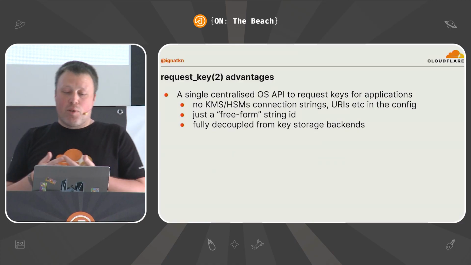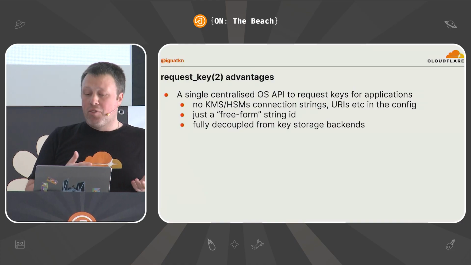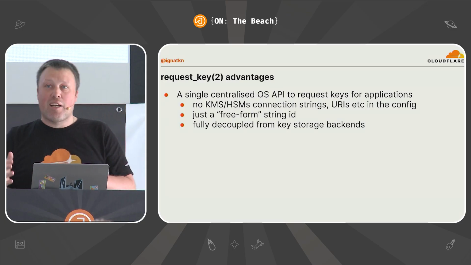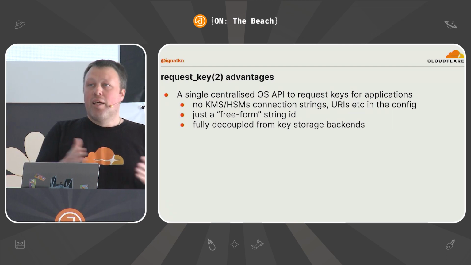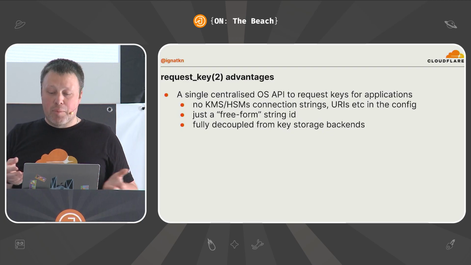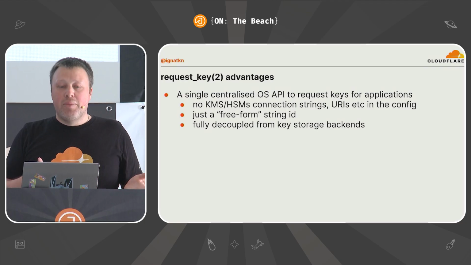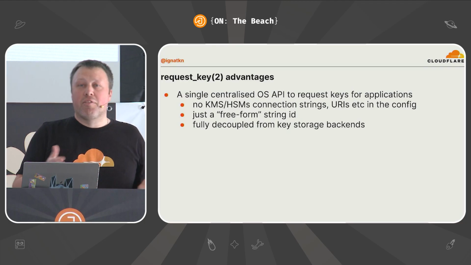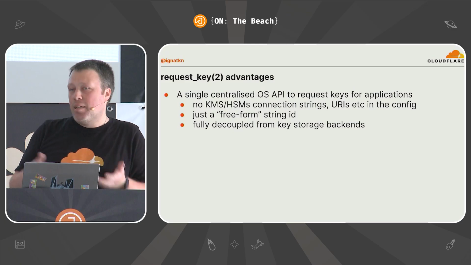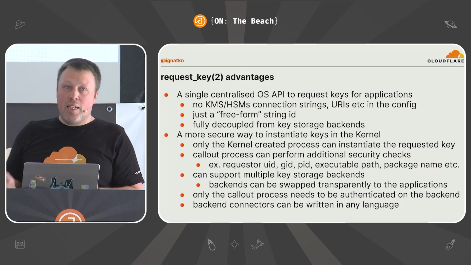The advantage of this approach is that now you have a single centralized operating system API to request keys for applications. So you are fully decoupled from your KMS backend, and your administrator can now shuffle and control where requests are going. There are no KMS or HSM connection strings in your applications, just a free-form string ID, fully decoupled from the key storage backend. So for example, if your enterprise later decides to move from a cloud HSM to an on-prem HSM, you can freely do that. And it's a more secure way to instantiate the requested keys.